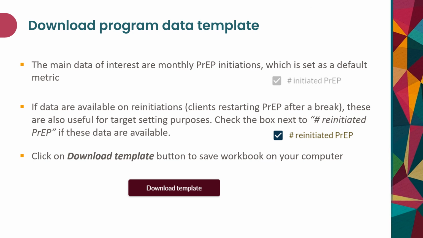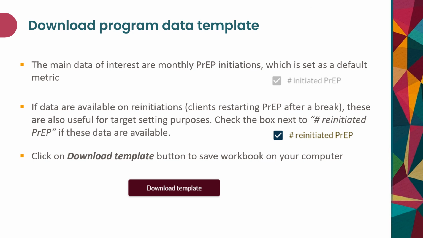If data are available on reinitiations, which means clients are restarting PrEP after a break or missed visit, then these data are also useful for target setting purposes. Check the box next to reinitiated PrEP if these data are available. Do not check this box if you do not have data on reinitiations or you do not want to make an educated guess on your reinitiations.